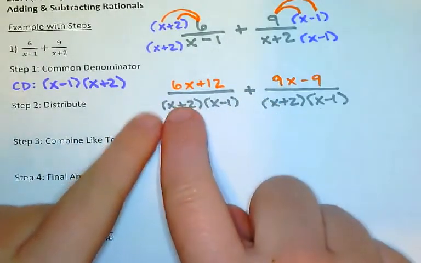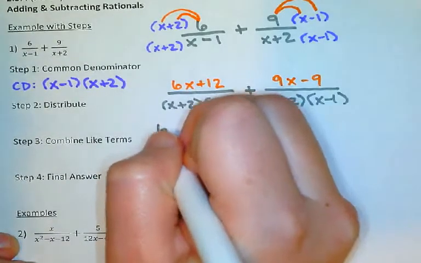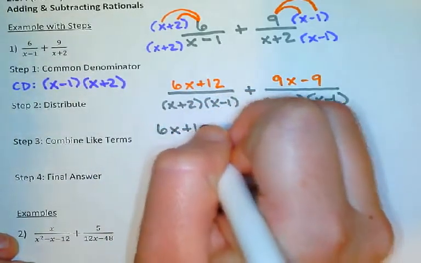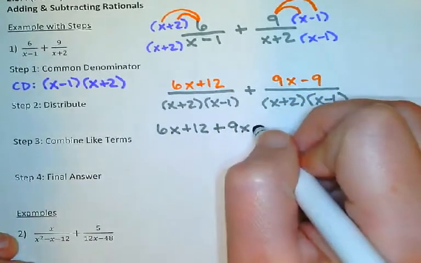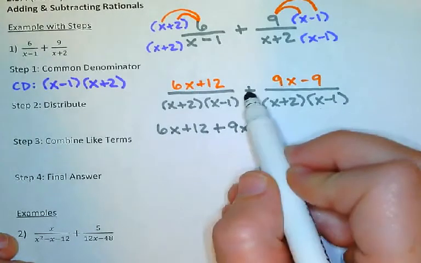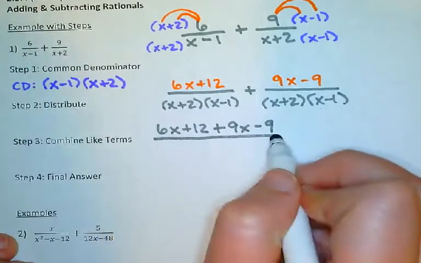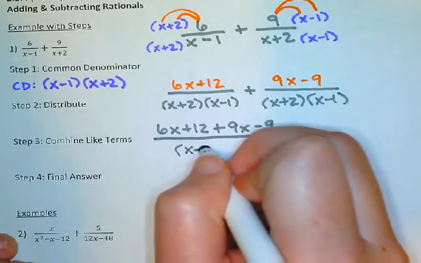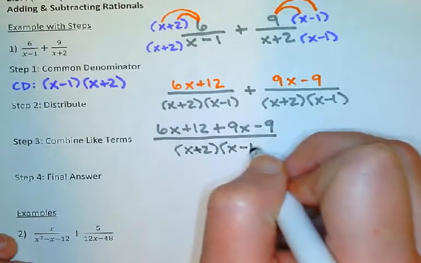Alright? So, now what we would do, this addition sign in front means that we can just put all this together and say that we have 6x plus 12 plus 9x minus 9, because plus 9x plus a positive and plus a negative is going to stay negative, all over this, that's x plus 2, x minus 1.